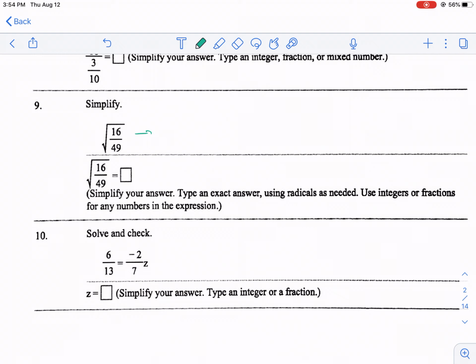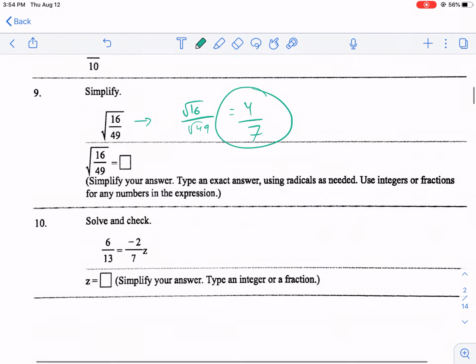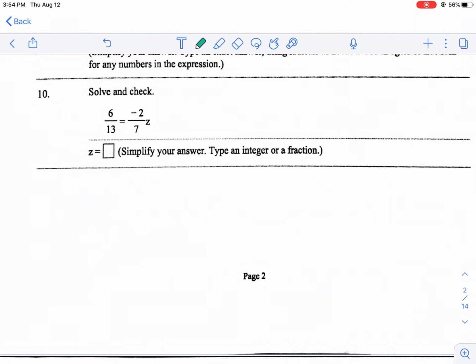Okay, same thing here. Same thing we had with the exponents, except this time we have roots. So we're going to take the square root of 16 over the square root of 49, and that's 4 over 7. Final answer. Number 10.